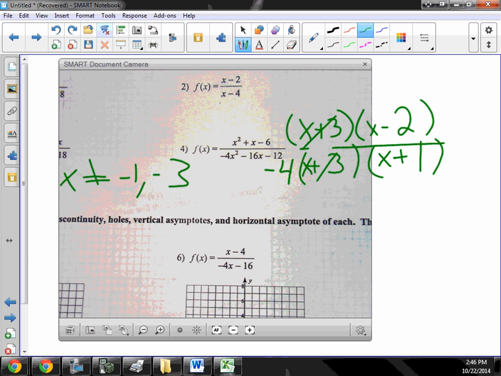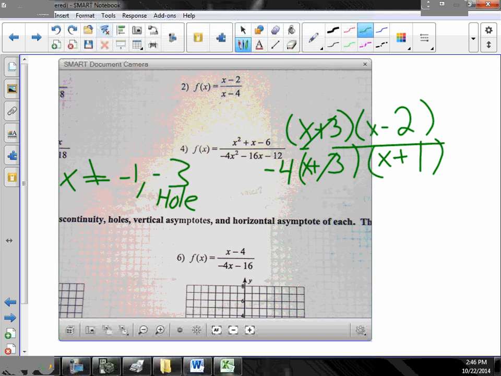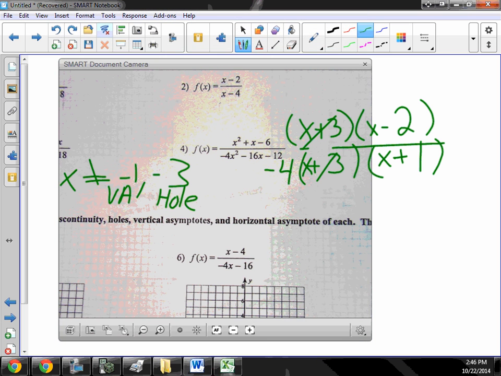Now we have to decide, are those VAs or holes? -3 is a hole because it canceled, and -1 is a VA. Everybody okay? Now we need to find the x-intercepts.